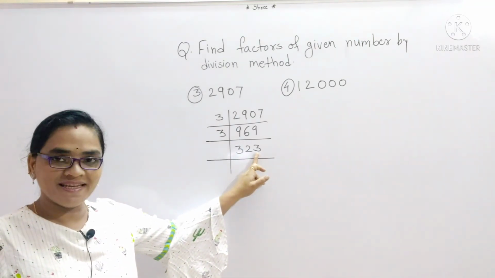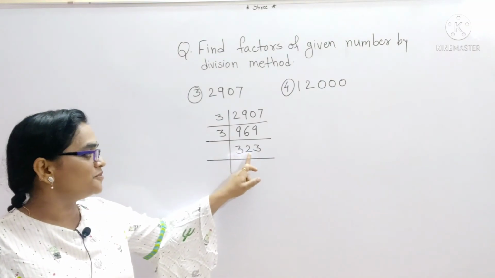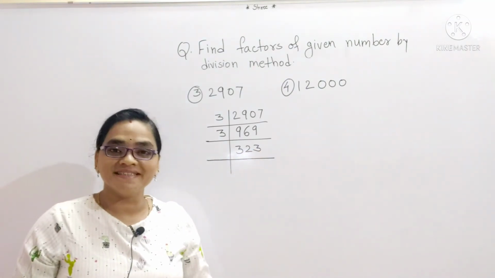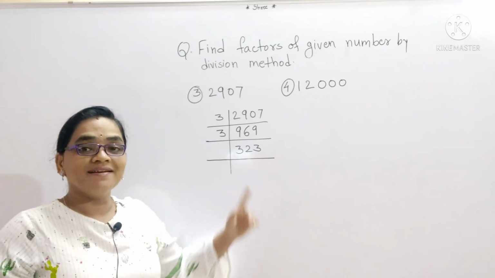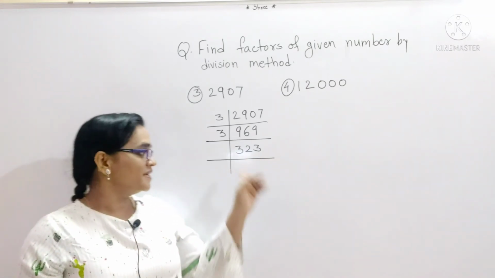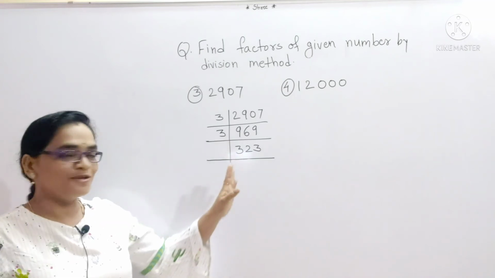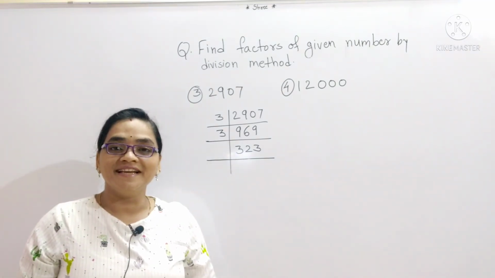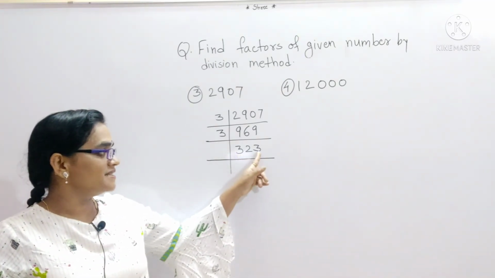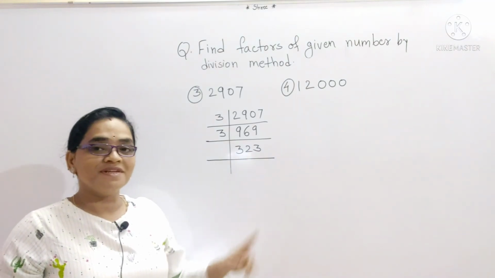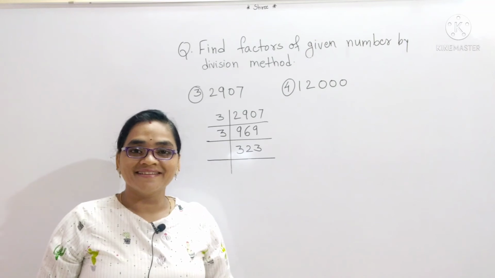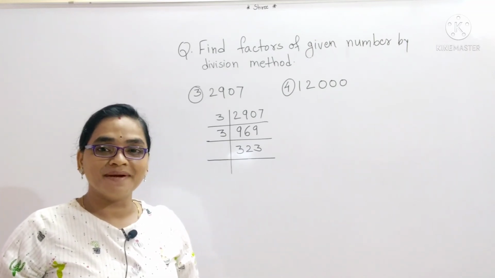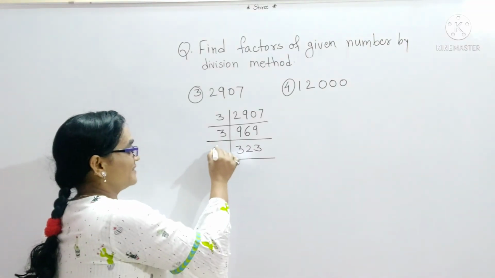No, ones place 3. By 3: 3 plus 2 is 5, plus 3 is 8, means not by 3. Not by 5 because ones place is 3, not 0 or 5. Then 7: 23 2s are 46, minus, no, 7 not. Then 11: 3 plus 3 is 6, minus 2 is 4, means not divisible by 11 also. Then 13, this number is divisible by 17.